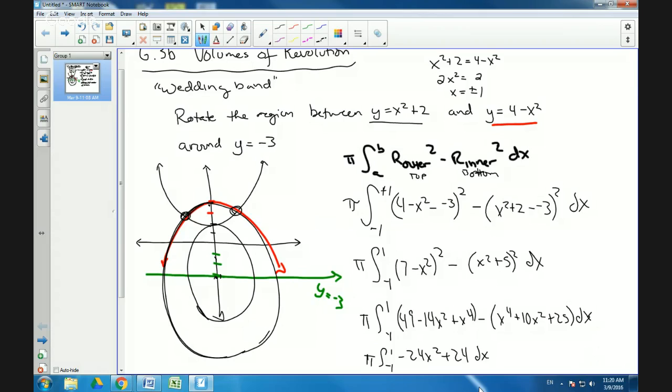You try to make these as simple as possible, just take them a step at a time. Set it up. Make it a nice integral, calculate the answer. All right, next.